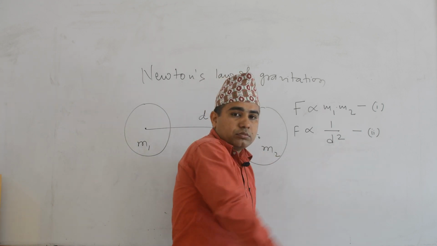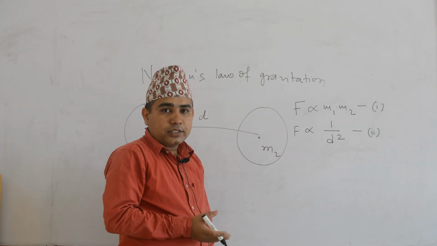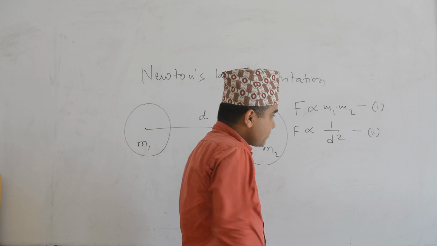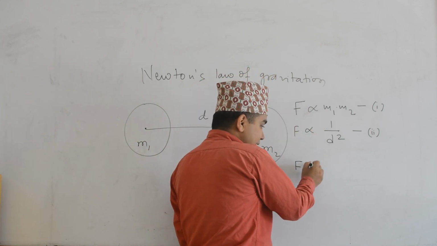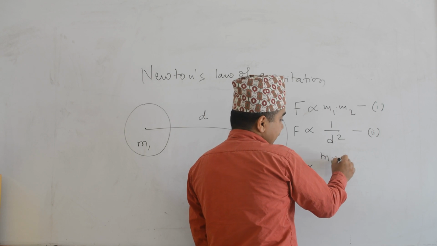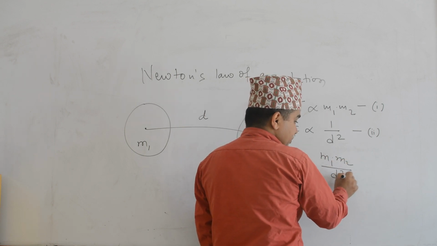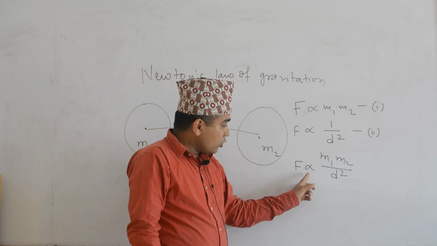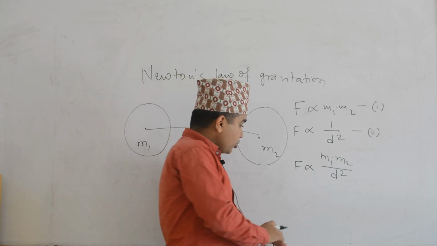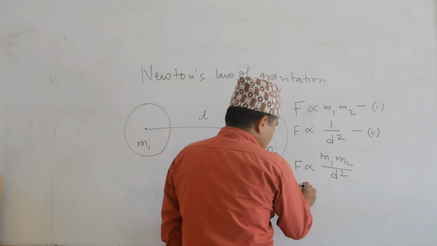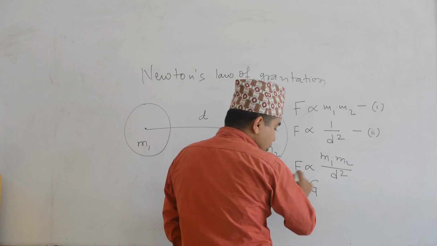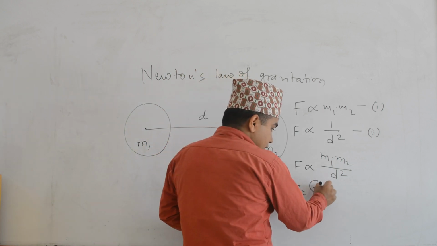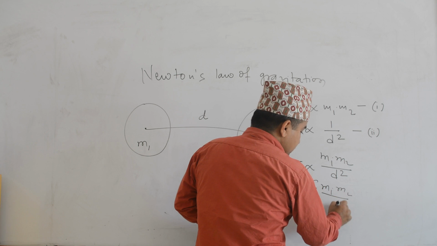Now I want to express this law mathematically. In order to do that, I need to combine these two proportionalities. When I combine them, I will get m1 into m2 over d square. Now, if you want to remove this proportionality sign, we have to introduce a proportionality constant. The proportionality constant here I am going to introduce is capital G. F is equal to G into m1 into m2 over d square.